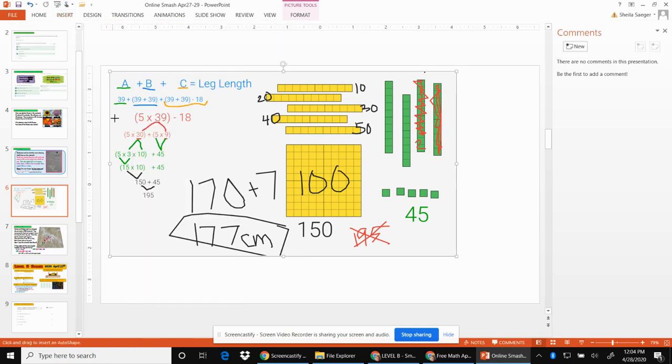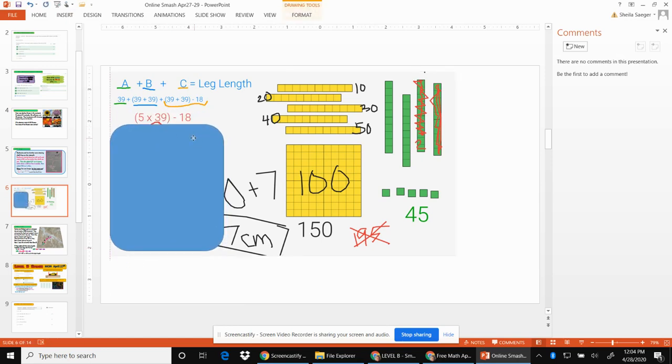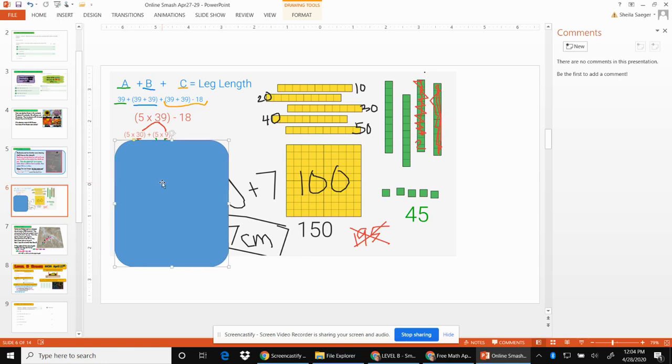So I want to replace all of those 39s with 5 times 39. And just like with the 4 times 12, that 39 is too big. I want to break that array into 2 parts. So I'm going to make an array of 5 times 30, and then another array of 5 times 9. So I still have 5 times 39, but I'm splitting that big rectangle into 2 chunks that I can work with.